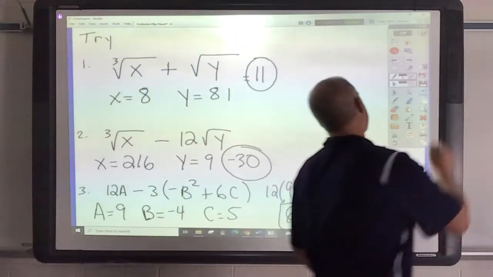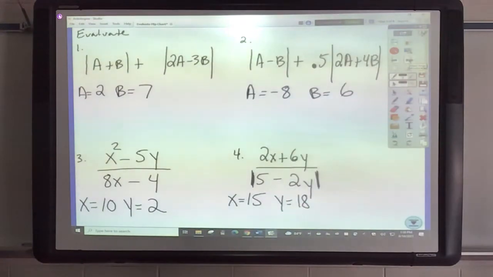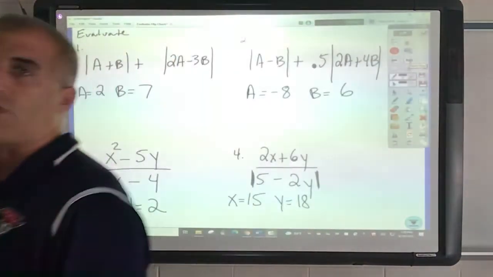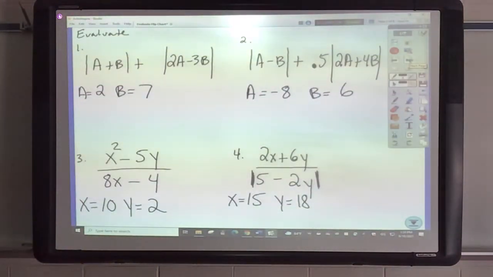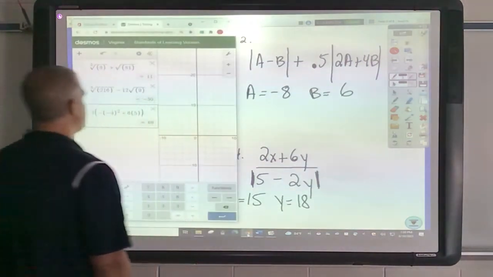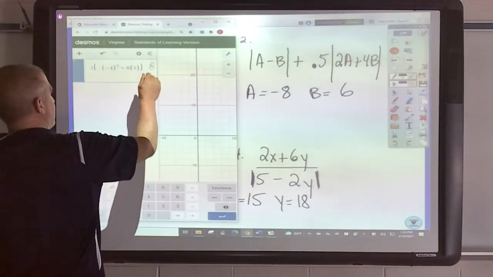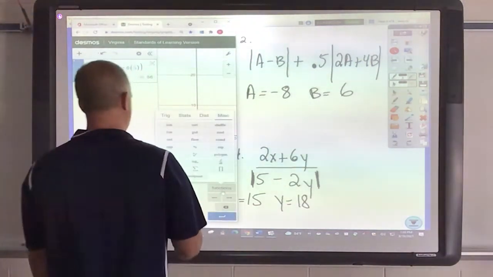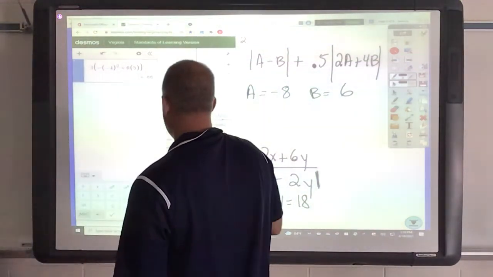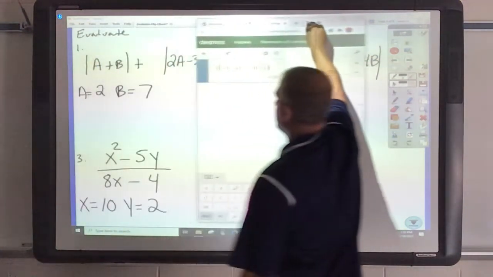Okay, all right. Now, going on to these next ones. We're going to finish here with square roots, with absolute value and fractions. Let's talk about absolute value. This is actually real easy.